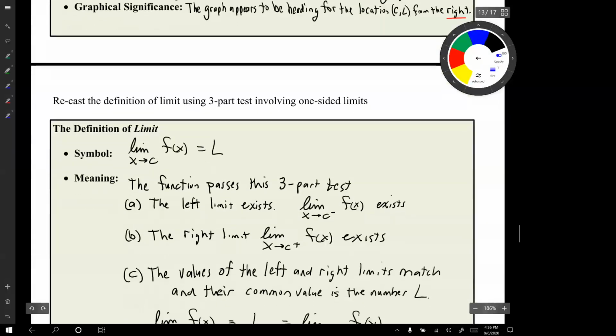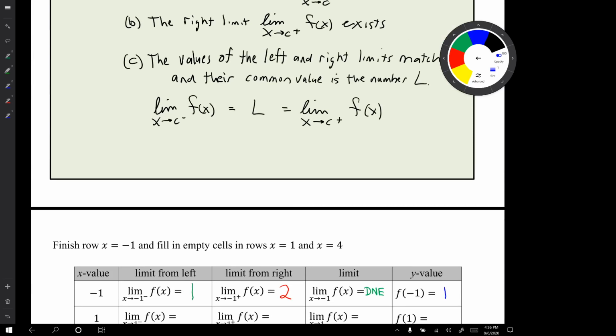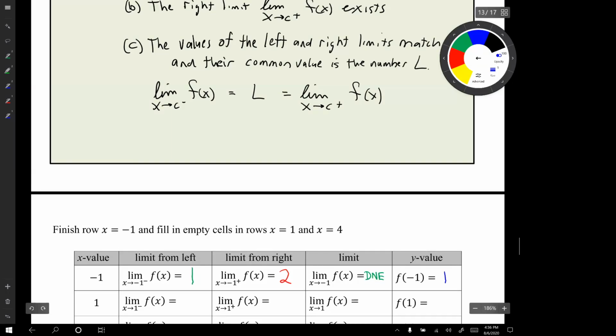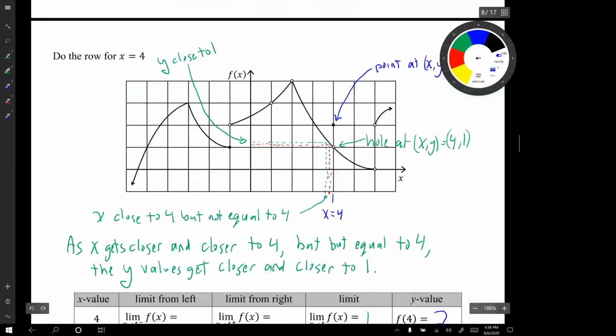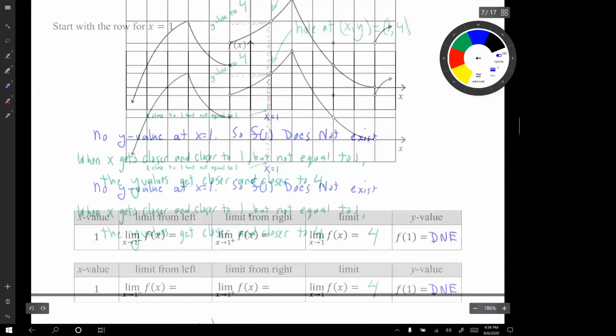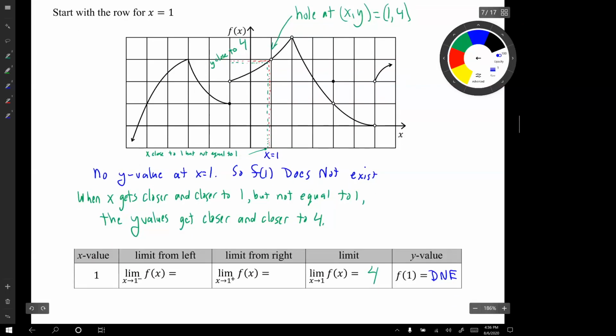So that's our first row of a table where the left and right limits are different. Let's go back to our earlier example. On the example where x was equal to 1, if we go back up and look at that cell of the table, we found that the y value did not exist, but the limit was the number 4.